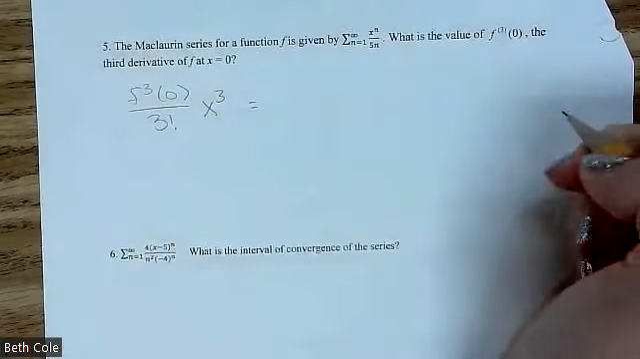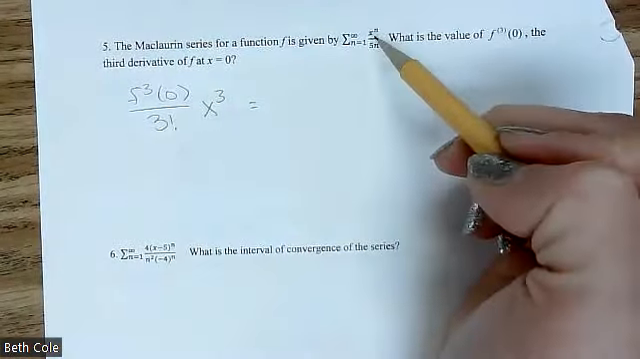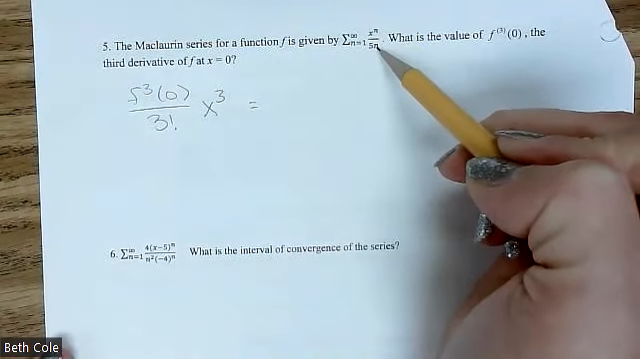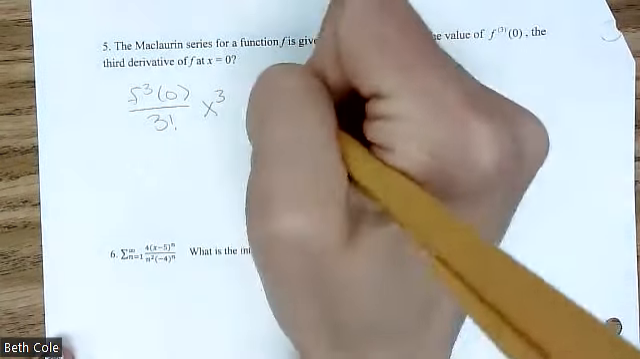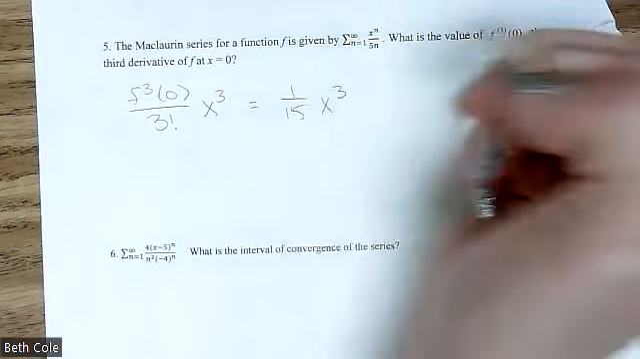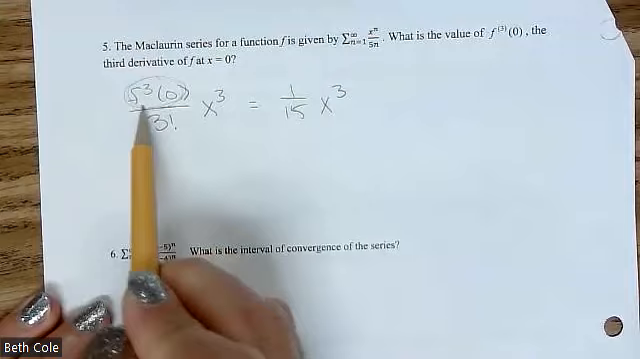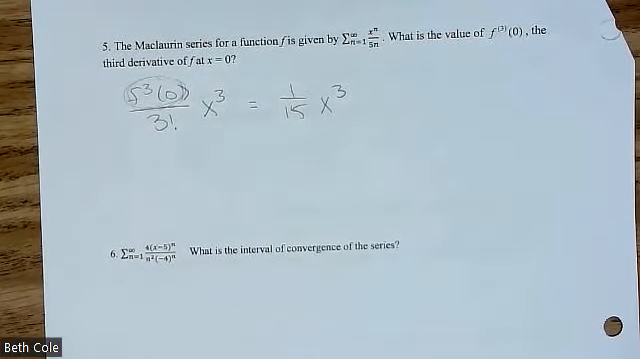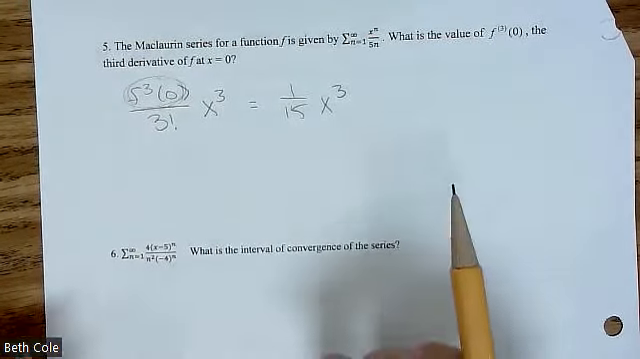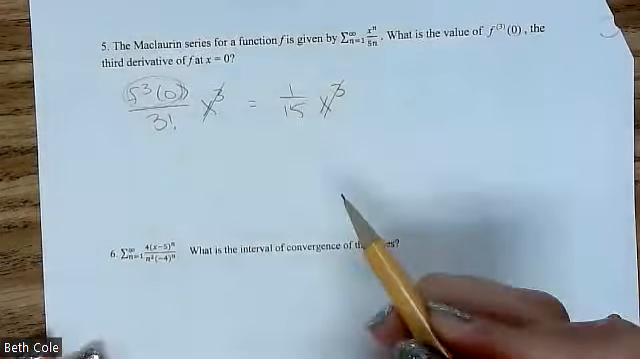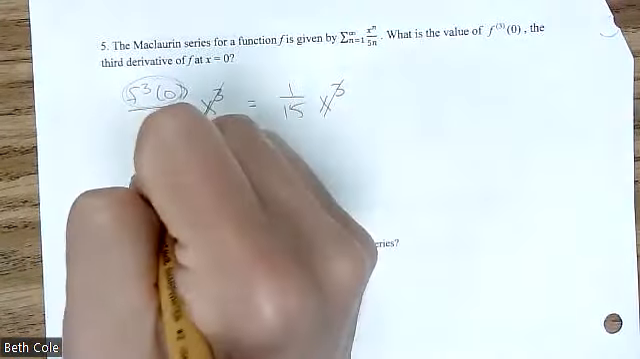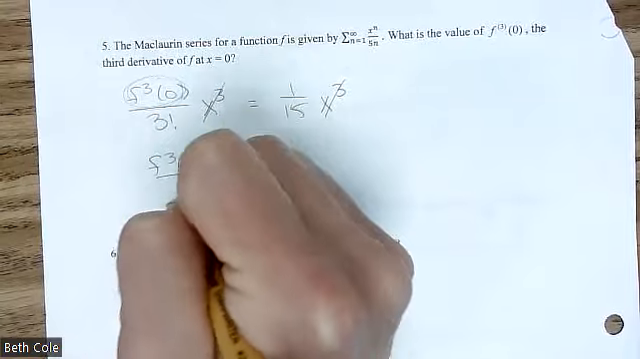And so we're going to plug in 3 over here. So that would be x to the third. And if you plug in 3 here, that would give you 15. So it's 1/15 x to the third. And we're just solving for this part. This is what they're asking for. Now this one you do have to simplify down a little bit in order to solve it. These are going to cancel. 3 factorial is 6.